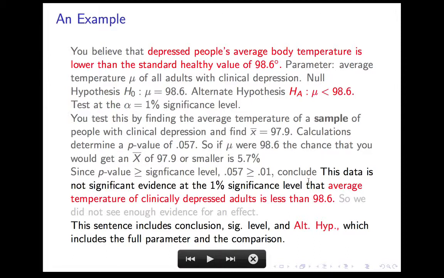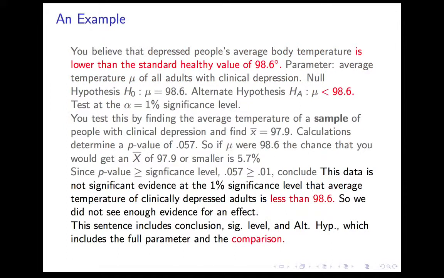And that alternate hypothesis has two pieces. One is the full parameter, the average temperature of clinically depressed adults. Still in that form, parameter, variable, population. And the other half is the comparison. That parameter is less than or greater than or different from some value.